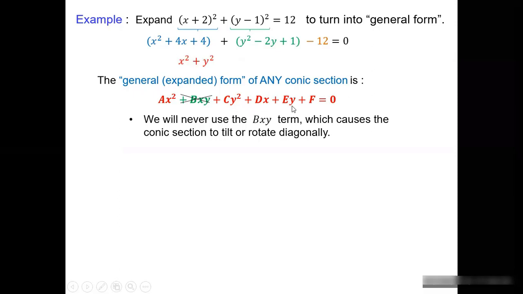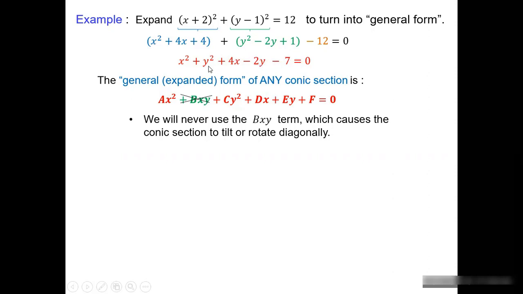Now we move the x and y terms so that we get plus 4x and minus 2y. And the last thing we have is adding a constant. 4 plus 1 minus 12 gives me minus 7. So this form right here is oftentimes the way that an equation would be given.